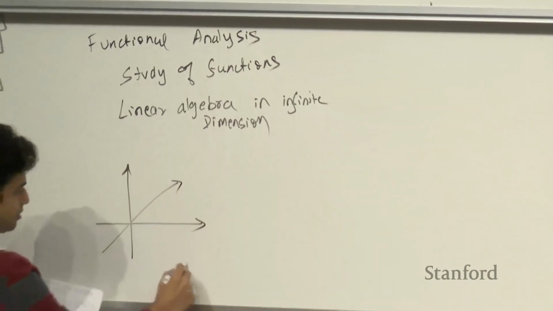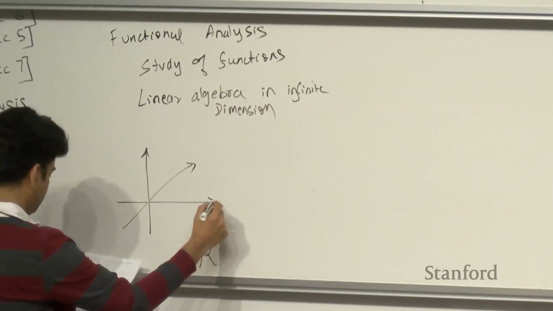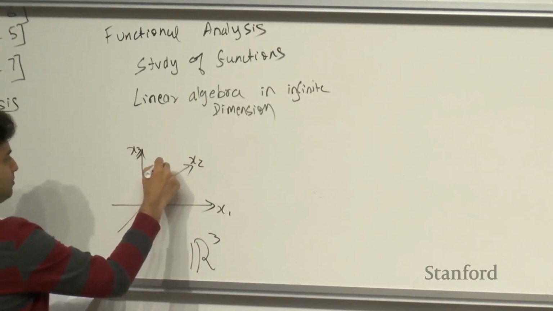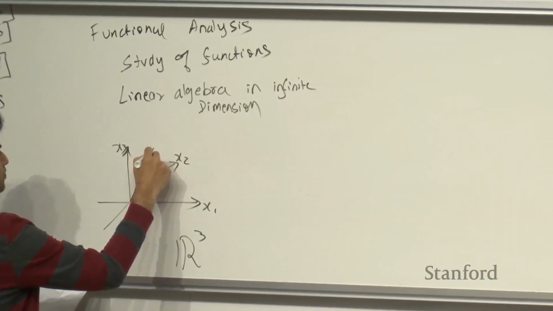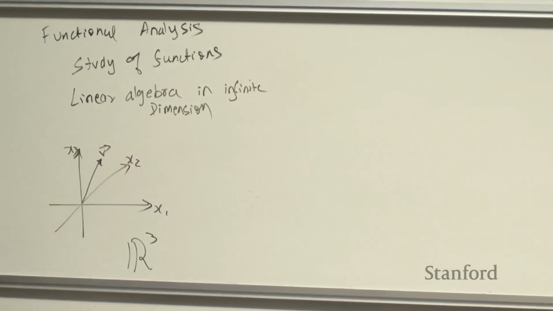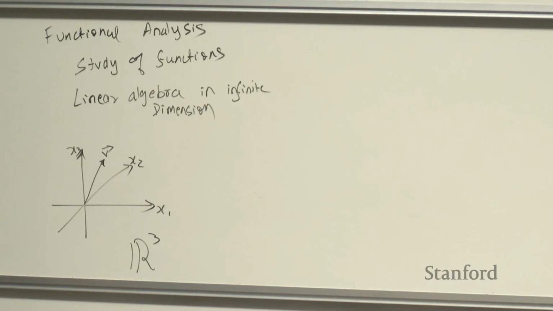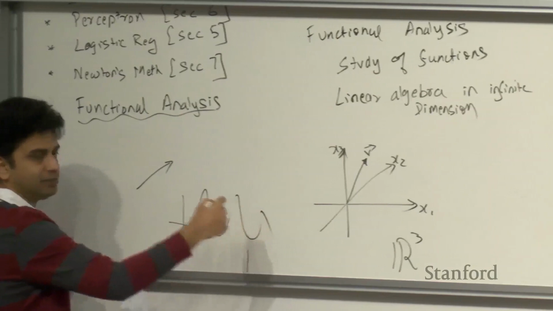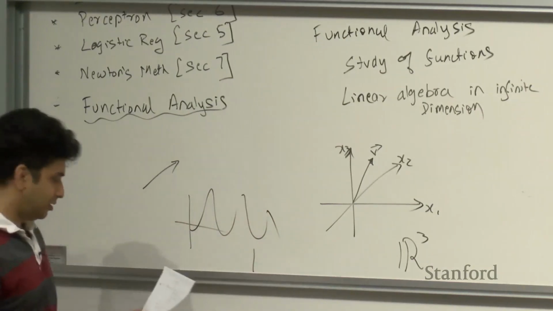So assume this is a vector space R3. Let's call x1, x2, x3 the axes, and you have some point v, right? The claim that we're going to make is that functions and vectors are the same. Think of functions as an infinite dimensional vector. That might sound surprising initially because we think of vectors as something straight and linear, and your function, like sin x, can be wiggly, right?